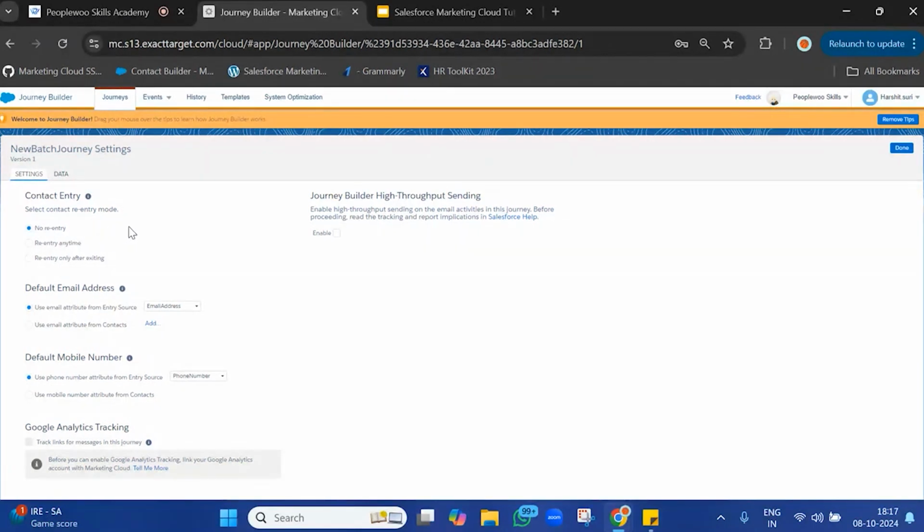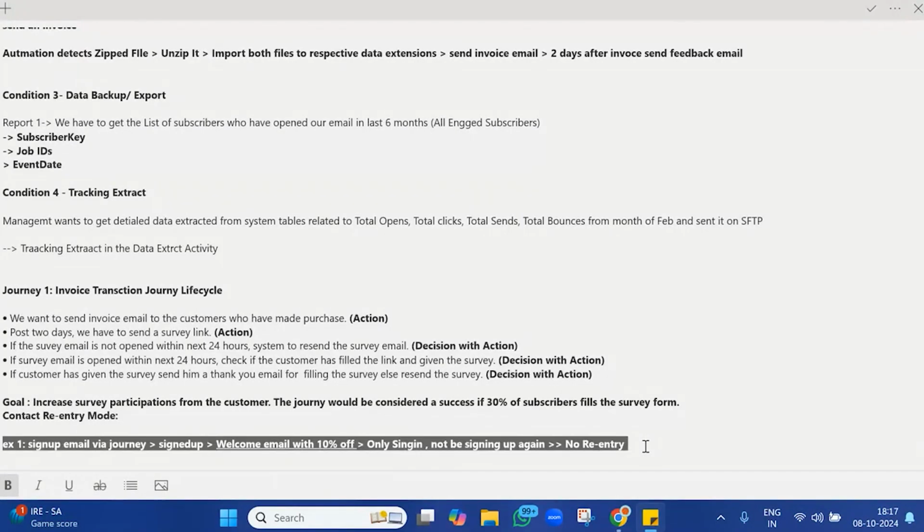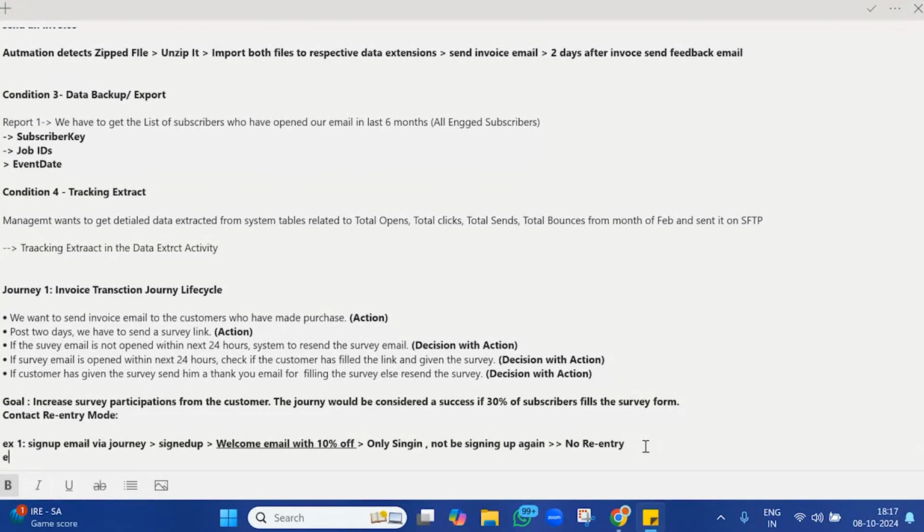It is very important, otherwise you cannot activate a journey. The contact re-entry mode would be no re-entry, because sign up can happen only one time. A customer is not allowed to sign up again, so he is not allowed to have a re-entry. Now take example 2.